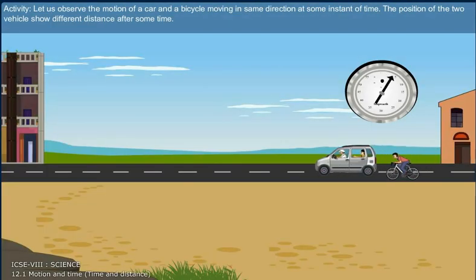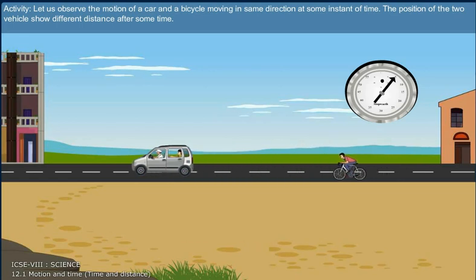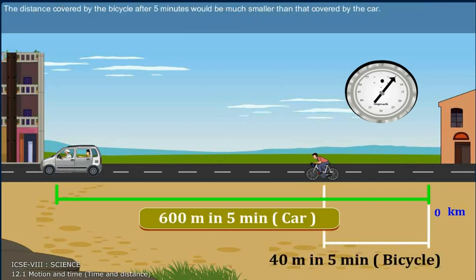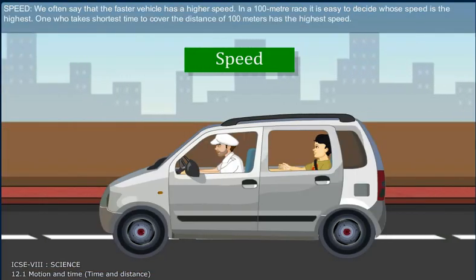Activity. Let us observe the motion of a car and a bicycle moving in same direction at some instant of time. The position of the two vehicles show different distance after some time. The distance covered by the bicycle after 5 minutes would be much smaller than that covered by the car.